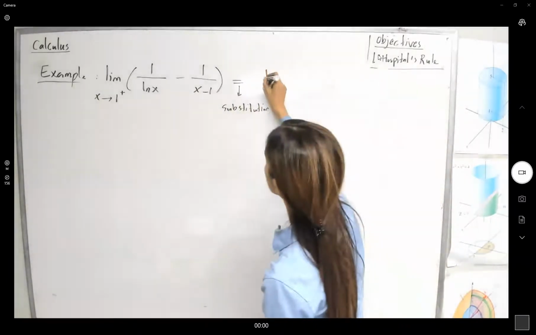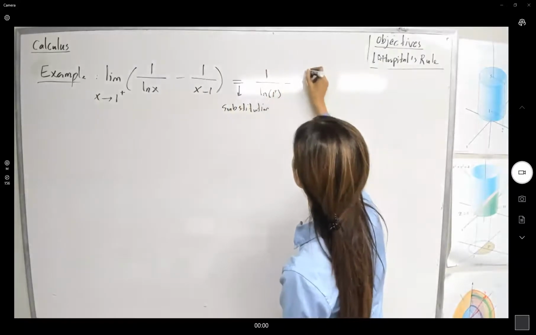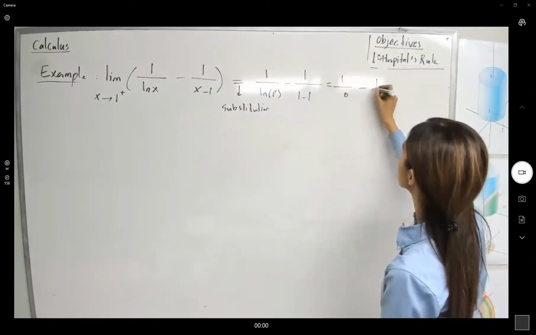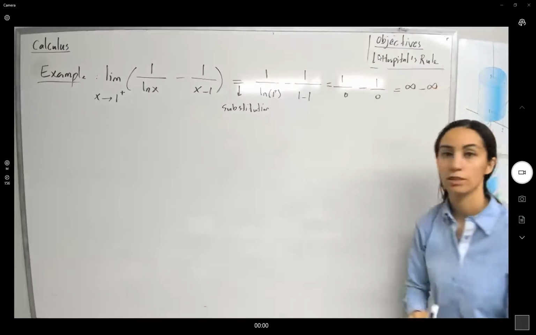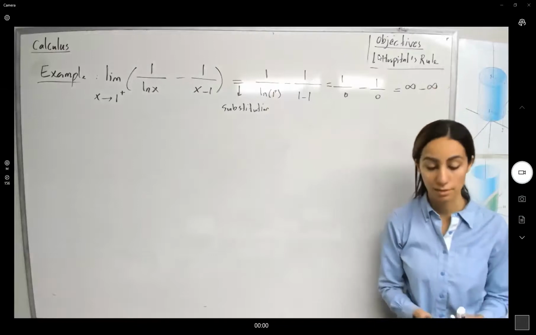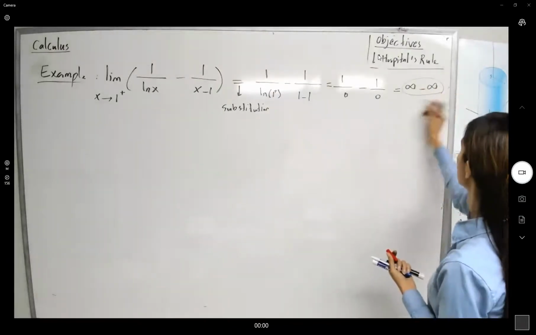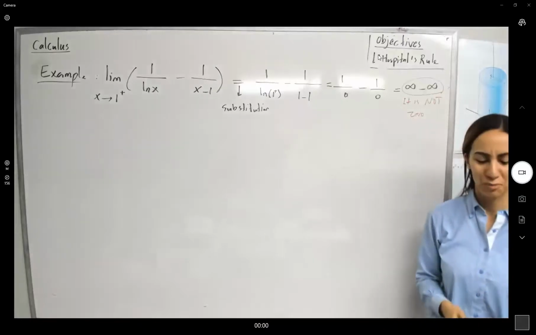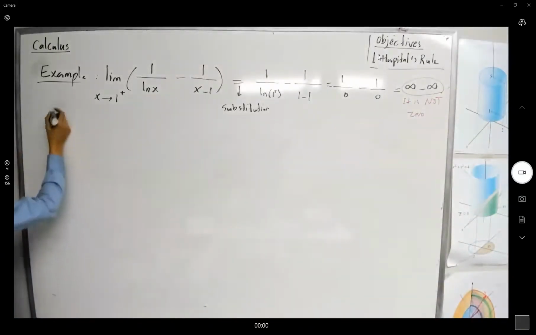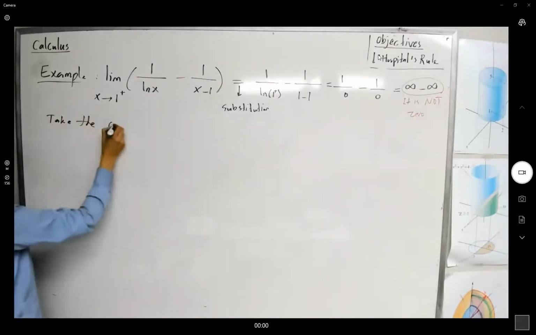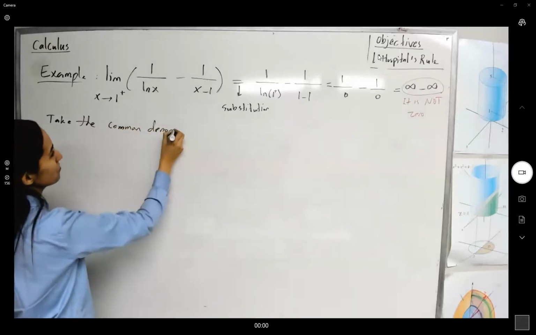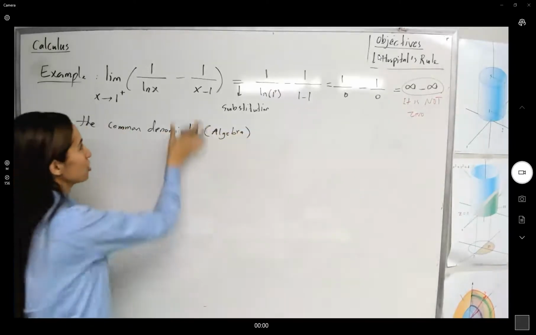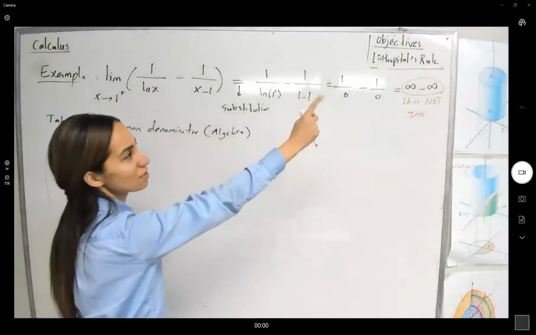If we do the substitution, you get 1 over ln of 1 from the right minus 1 over 1 minus 1. 1 over ln of 1, which is 0, minus 1 over 0, which is infinity minus infinity. Guys, infinity minus infinity is not 0. It's an indeterminate form. So what should we do? Take the common denominator. We are going back to algebra. Nothing calculus about it, just taking the common denominator. Why is that? Because it's not 0, it's an indeterminate form.